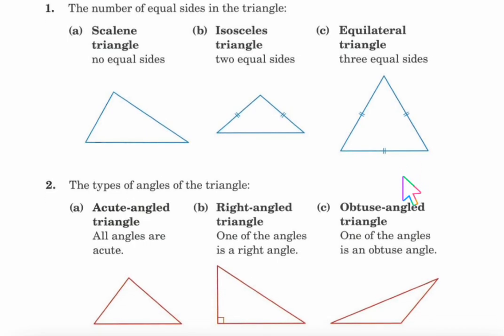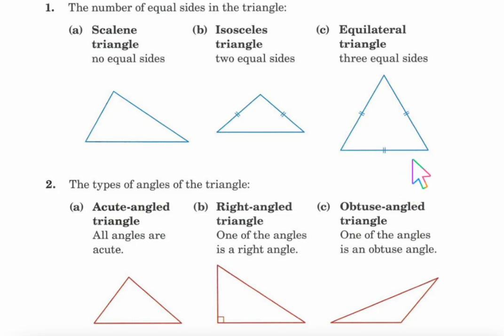So first off, when we look at the number of equal sides in the triangle, there are different types. A scalene triangle is when there are no equal sides. All three of the sides are unique. They're not the same. An isosceles triangle is where you have two equal sides. So this is an example right there.